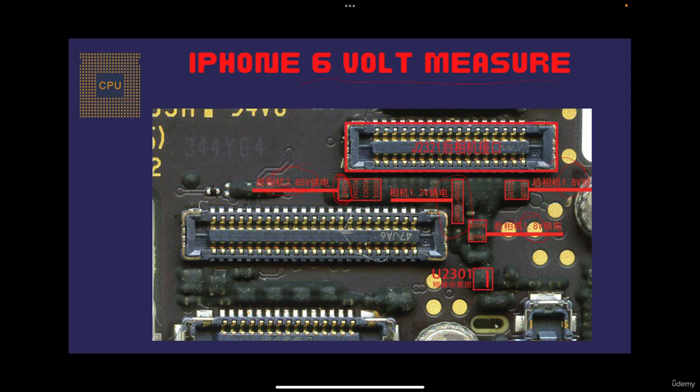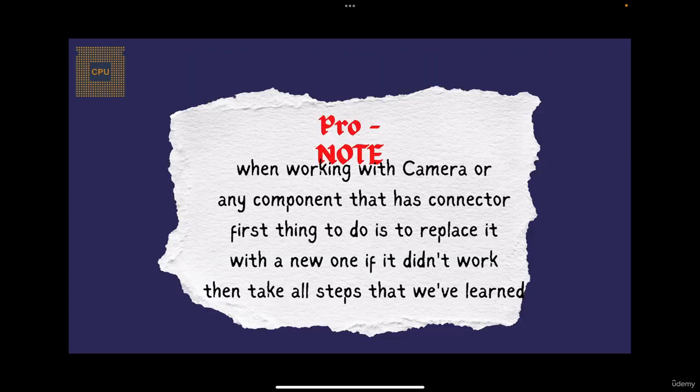Voltmeter, guys, is so easy, but you need a schematic in order to make sure that you are working properly in the right way. Pro note: when working with a camera or any component that has a connector, the first thing to do is to replace it with a new one. If it didn't work, then take all the steps that we have learned. It's so easy, guys. This is a pro note.